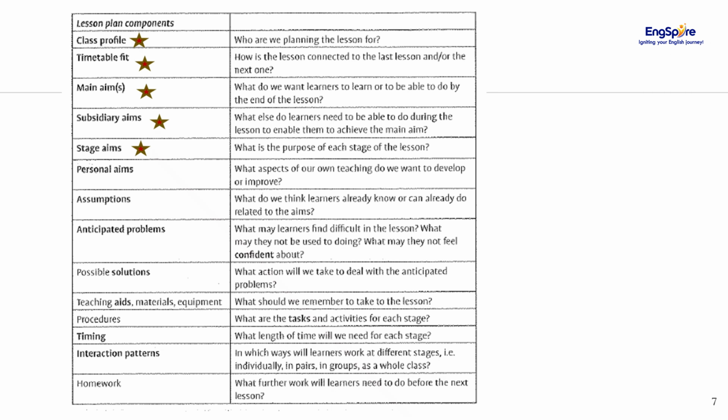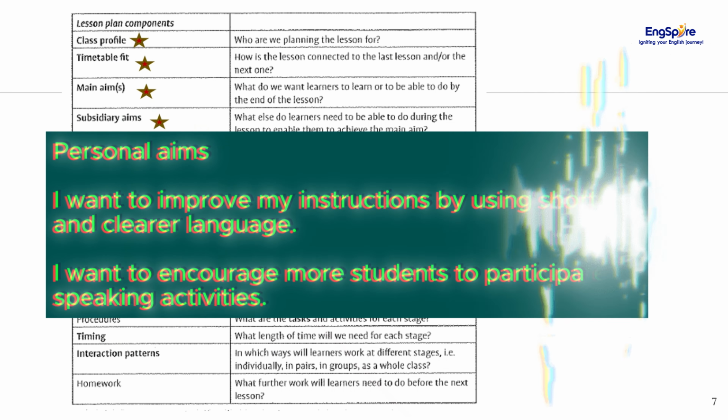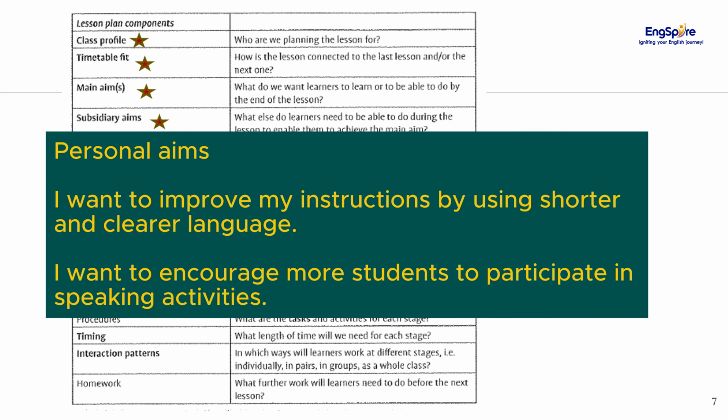The next component is personal aims. So personal aims focus on what the teacher wants to improve. For example, I want to improve my instructions by using shorter and clearer language. Or I want to encourage more students to participate in speaking activities.